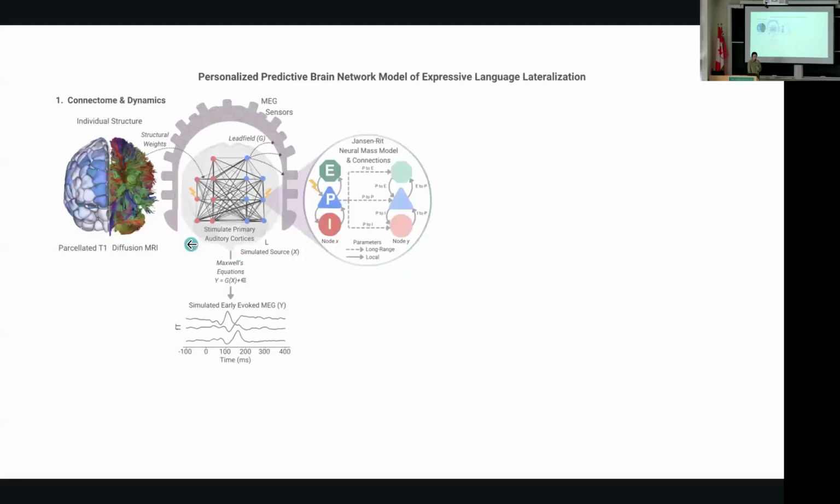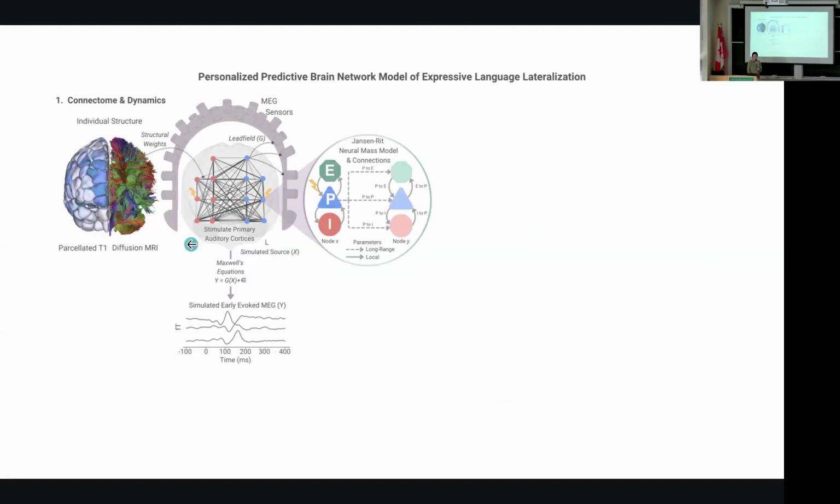And we simulate the auditory cortices to represent the auditory stimulus in our task. But to compare the MEG activity observed in the task to our simulations, we cast the activity simulated from the population source level through individually derived forward models. So that's another level of personalization that we're adding in our models.